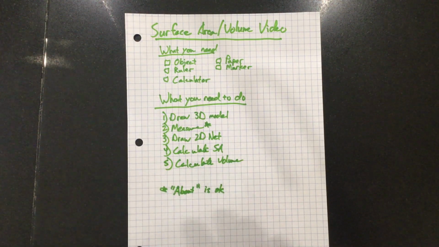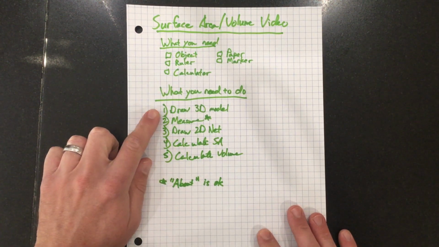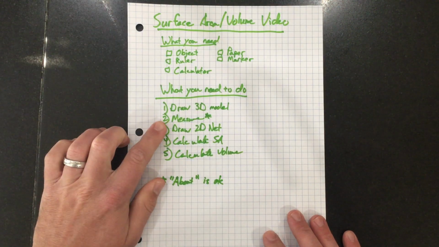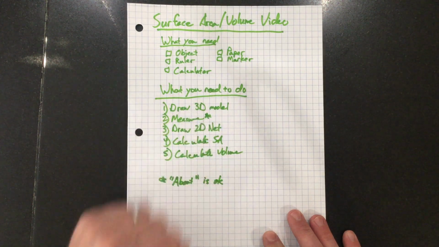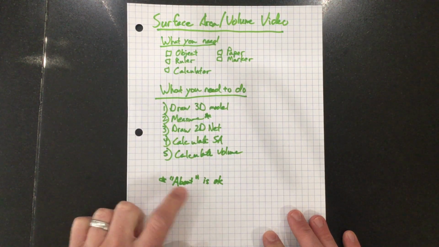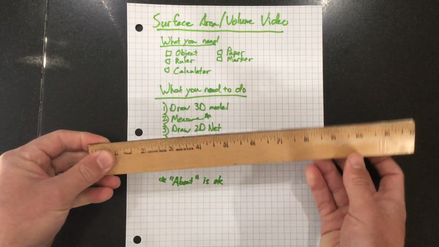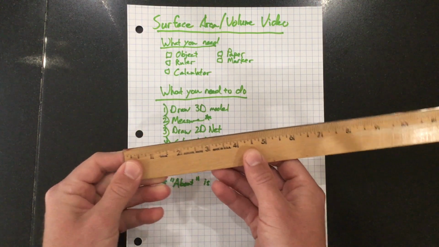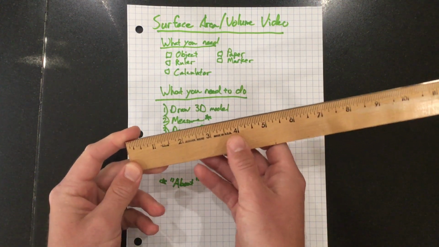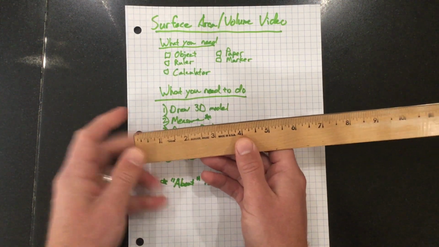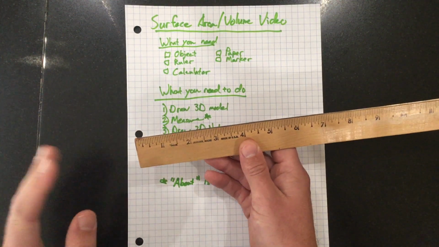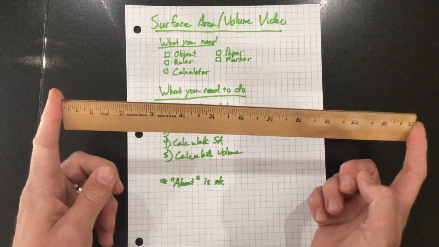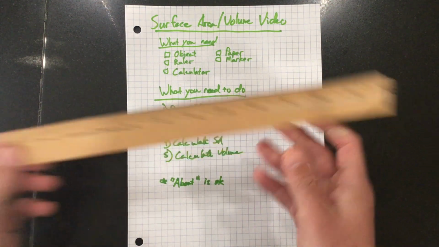And so what you'll need to do, I have it all spelled out for you right here. 1, you'll need to draw a 3D model of whatever your object is. 2, you will need to measure it. There's a little asterisk right there, and that is "about" is okay. So, this is the real world. Things aren't always going to be precisely 4 inches. It might be 4 1/8, 4 1/16. But that could be really tricky to deal with. So if you want to round it to be like, hey, this is actually about 4 inches, about 4 1/4, about 4 1/2, that's up to you. I'll leave that to your discretion. So you can do "about" measurements if you will.